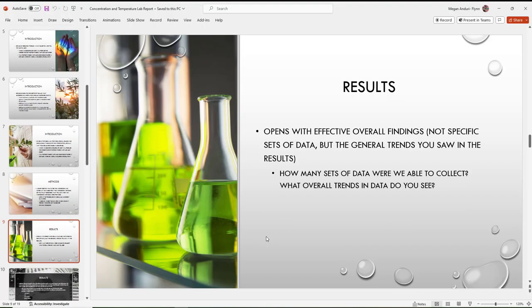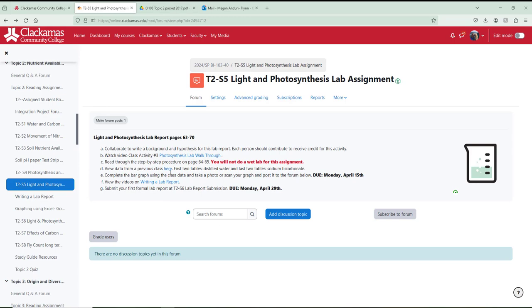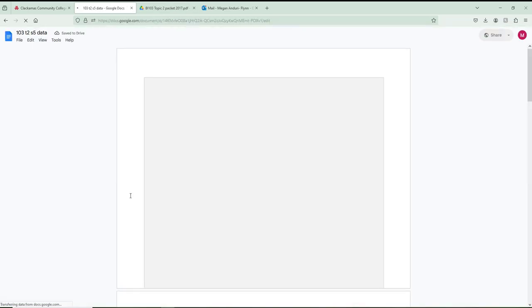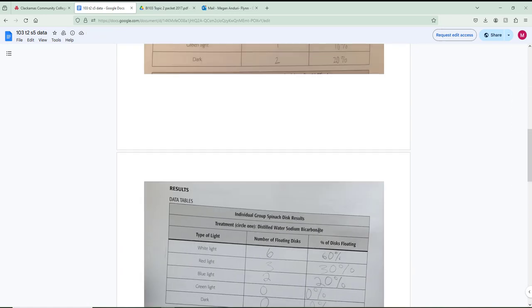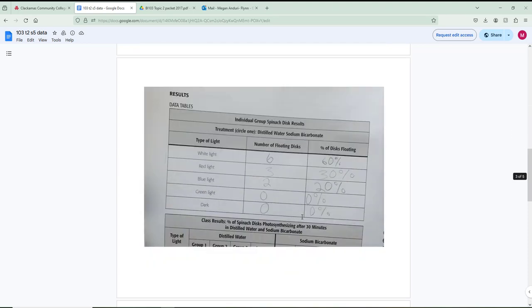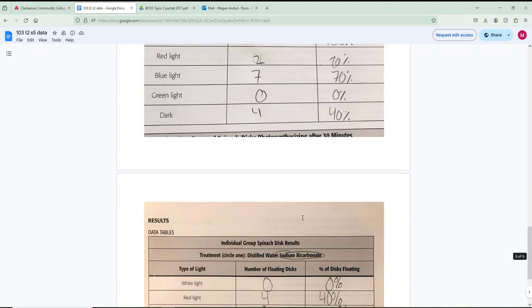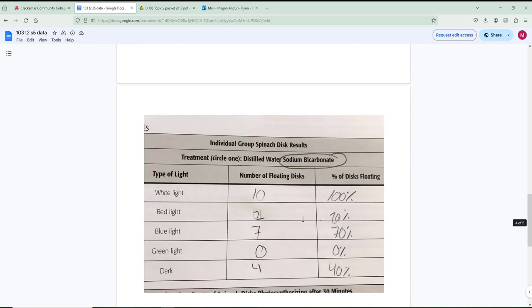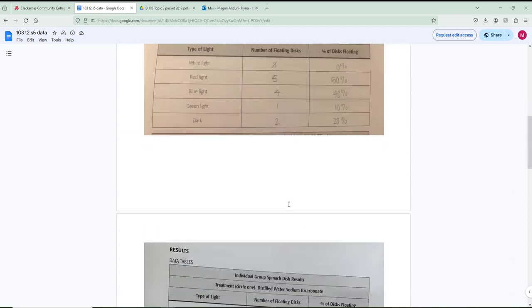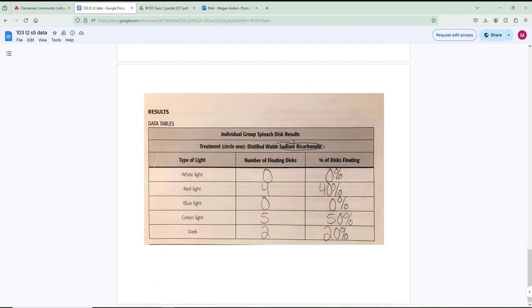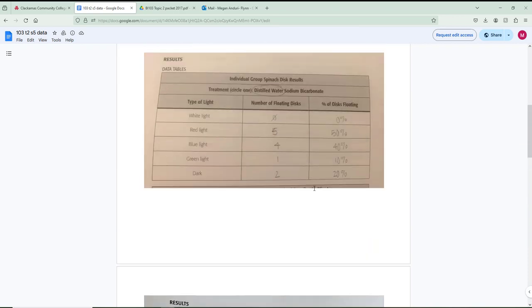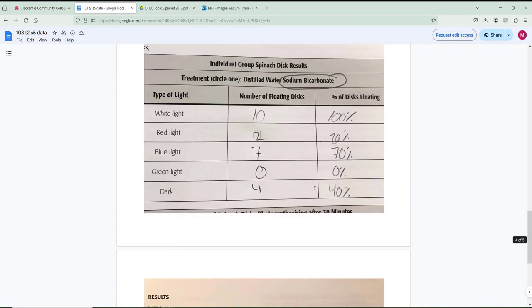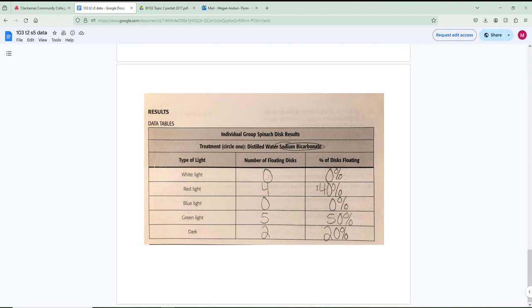So let's take a look at the data. First off, how many sets of data were we able to collect? Okay, so we have this set and this set. And this set, and this set. So we got basically 2 sets of data for the sodium bicarbonate and 2 sets for the distilled, right? So we ended up collecting 2 sets of data for each type of water, I guess.